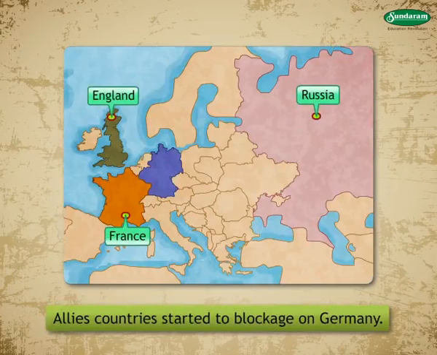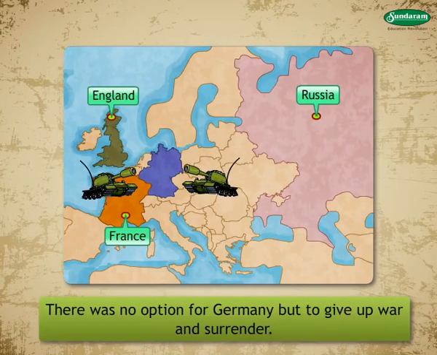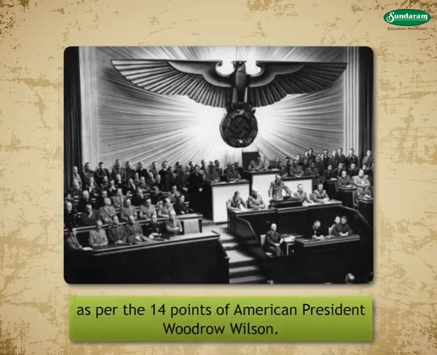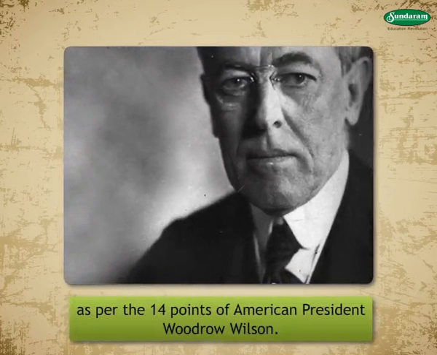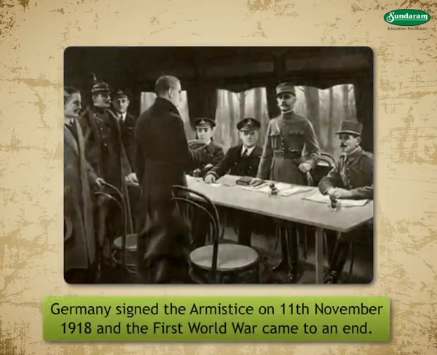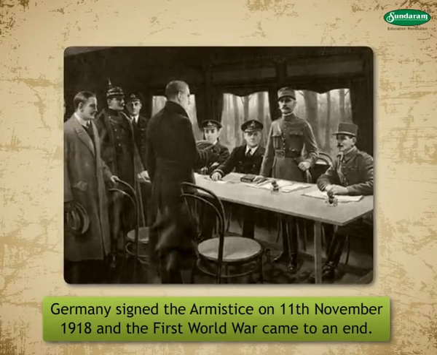Allied countries started a blockade on Germany. There was no option for Germany but to give up war and surrender. A democratic government was established in Germany. This new government decided to surrender as per the 14 points of American President Woodrow Wilson. Germany signed the armistice on 11 November 1918 and the First World War came to an end.